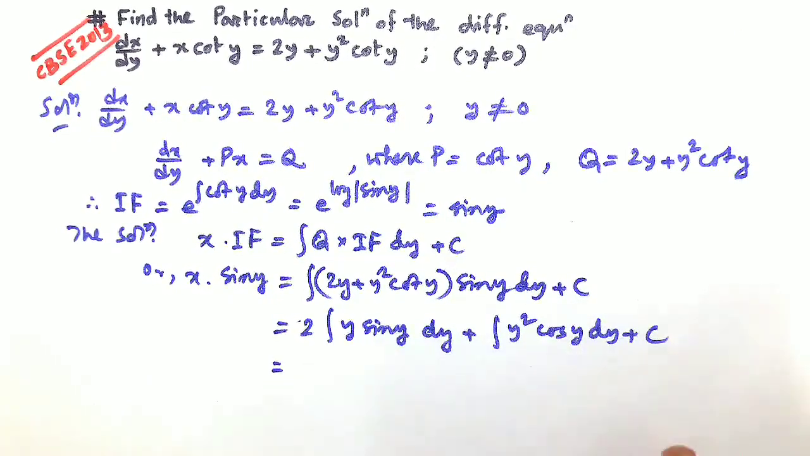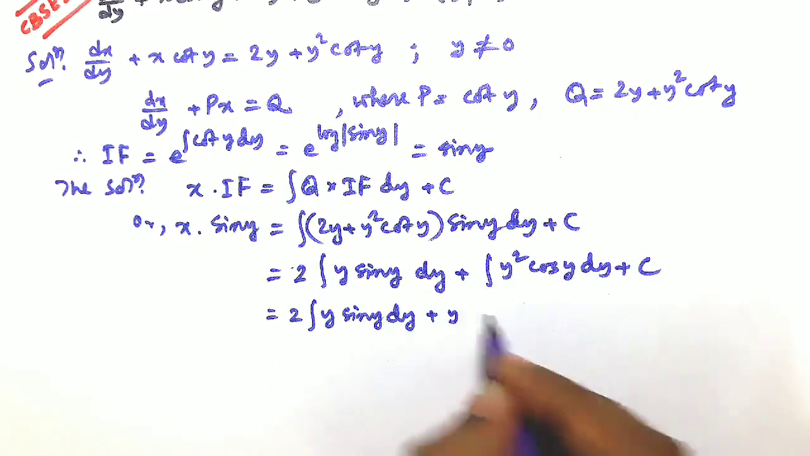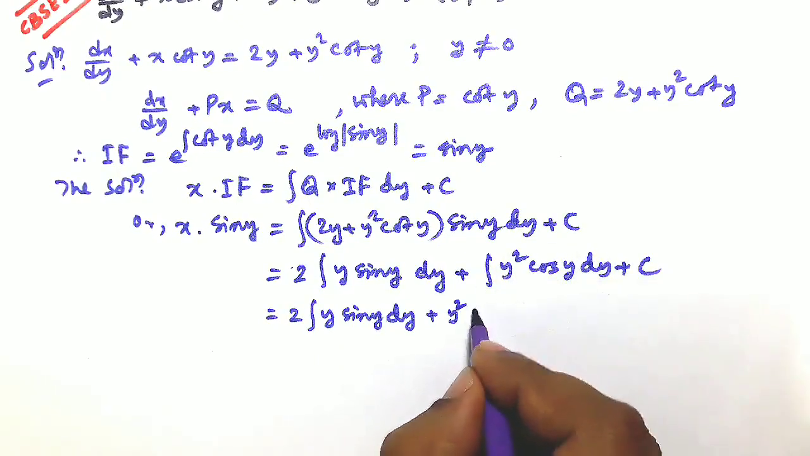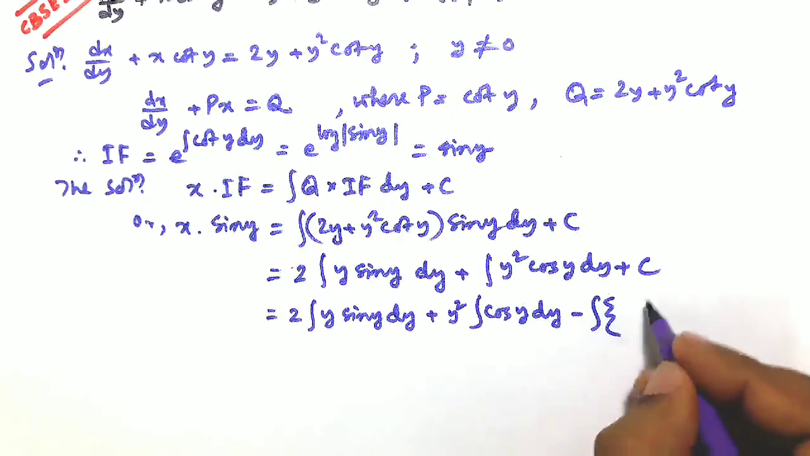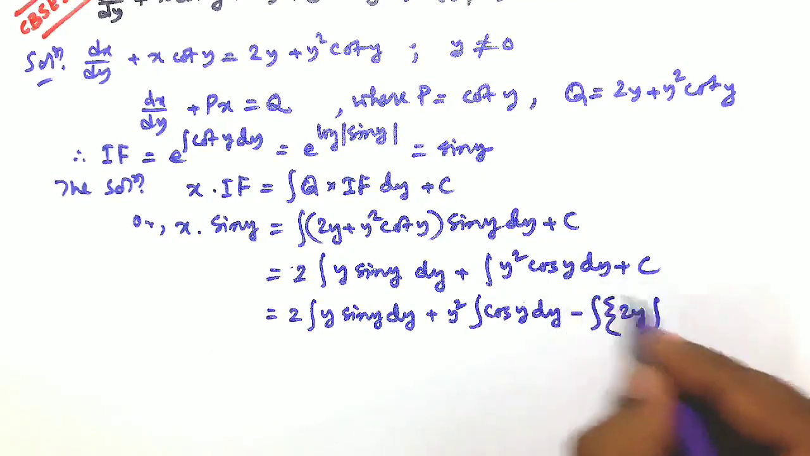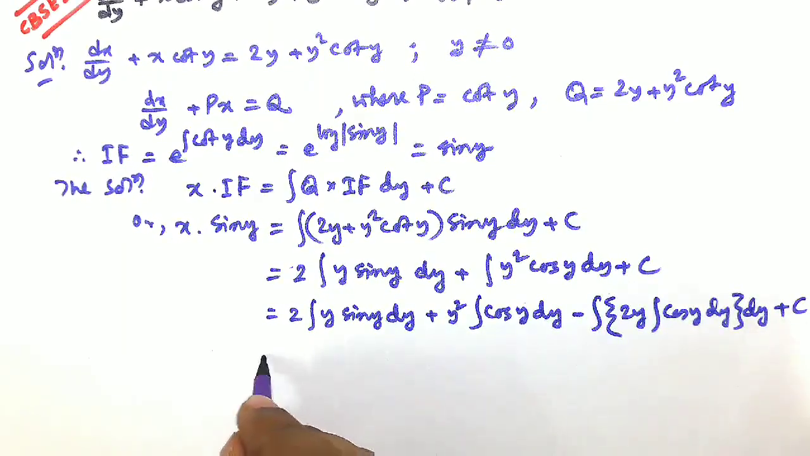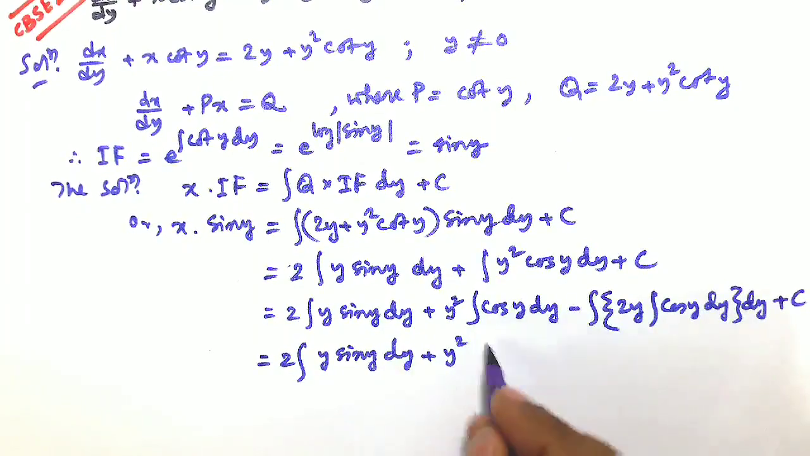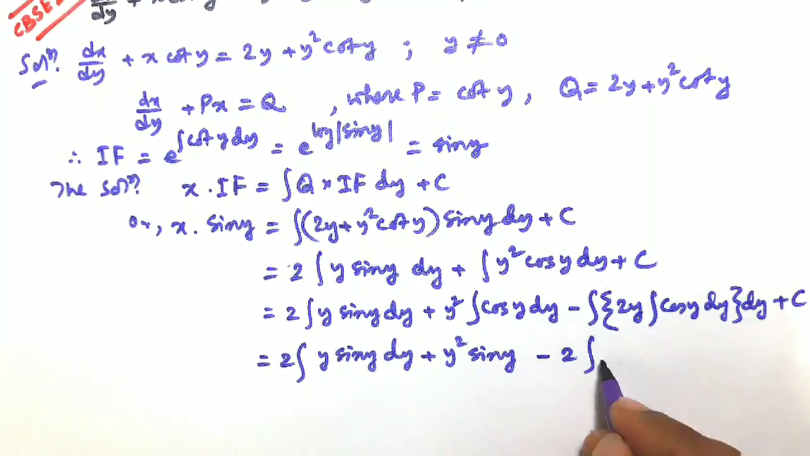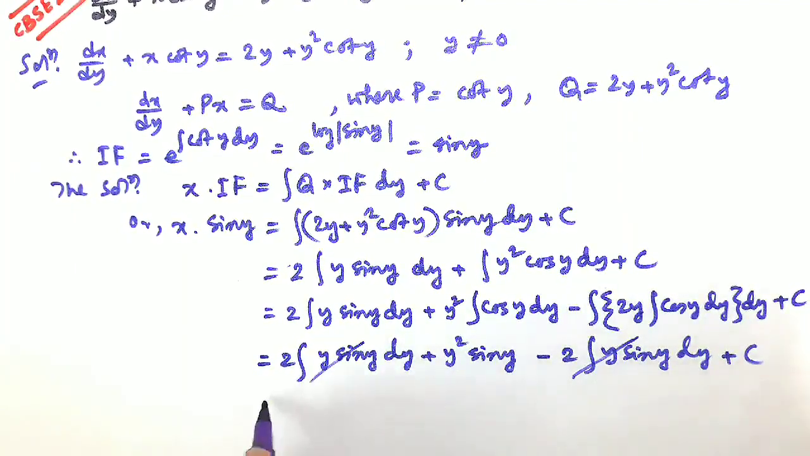So friends, we can write it as 2 integration y sin y dy plus, we have to introduce integration by parts here, so y square integration cos y dy minus integration d/dy of y square, d/dy of y square means 2y, integration cos y dy plus c, and this is equal to 2 integration y sin y dy plus y square, integration of cos y is sin y, so sin y minus 2 integration y sin y dy plus c, and these two are the same, so you can cancel these two, and only y square sin y plus c.